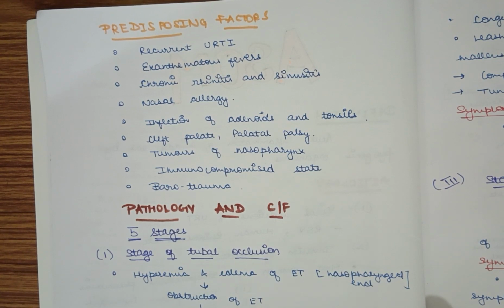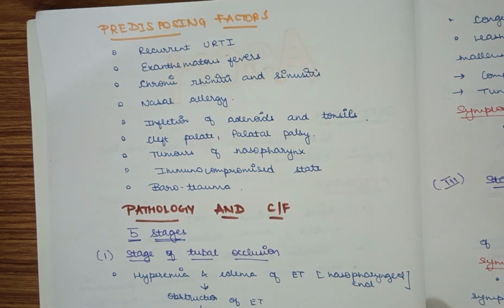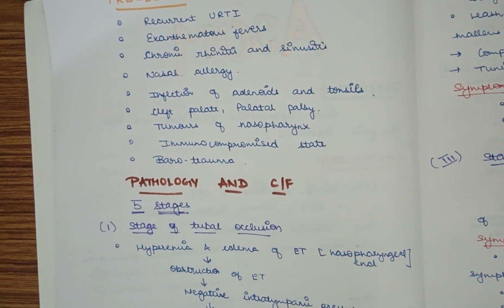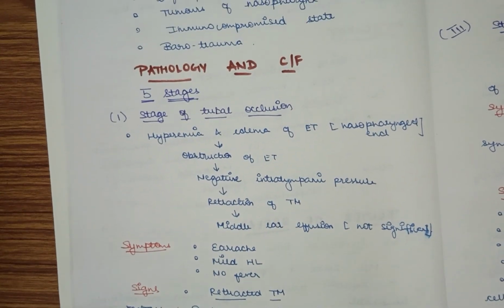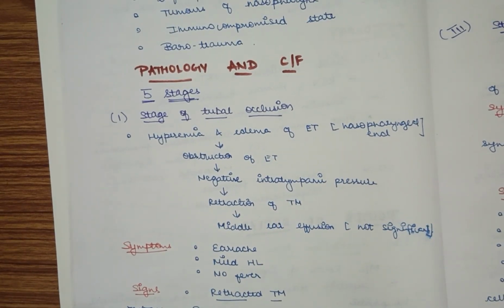In tumors there may be tumors of nasopharynx or any kind of immunocompromisation of the host or barotrauma, which is trauma due to change in pressure in the middle ear. Now we'll look at the pathology and clinical features of acute suppurative otitis media. So the clinical features include five stages.